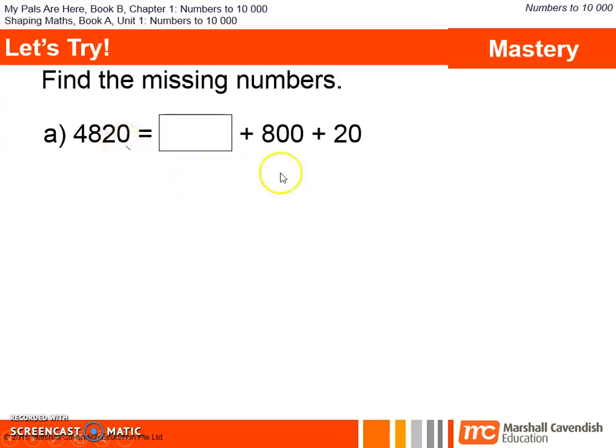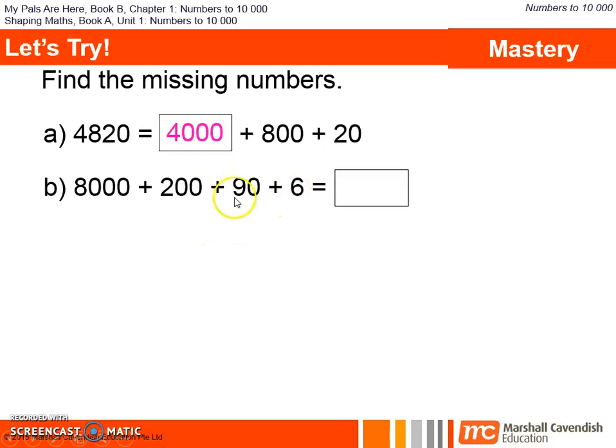Okay, you have the digit 0 here, the digit 2 here, which is 20, the digit 8 here, which is 800. How about the digit... Yes, the digit 4. So what is the value of the digit 4? Did you say 4000? Well done. Let's try another example.